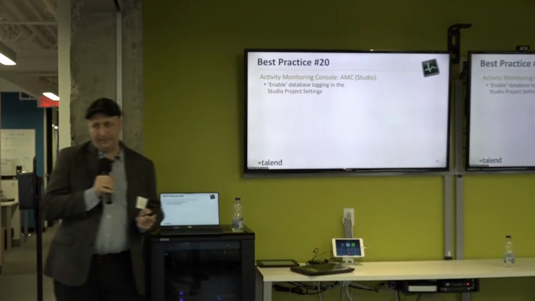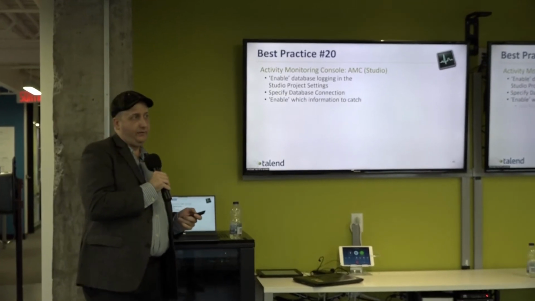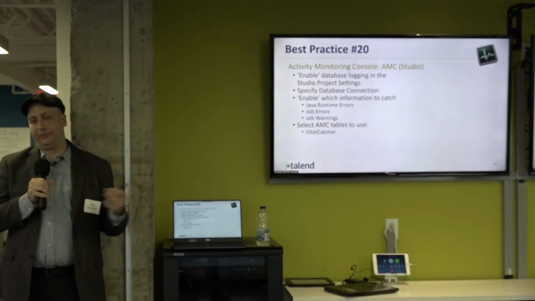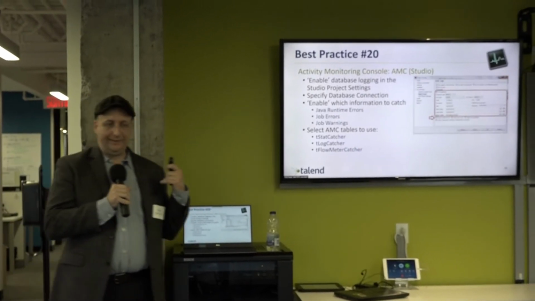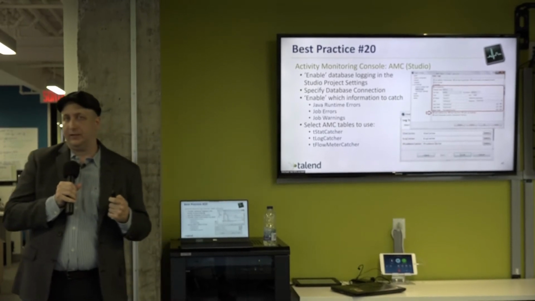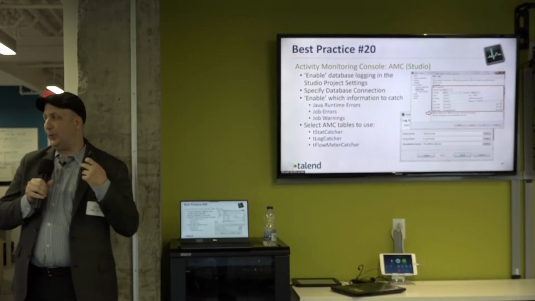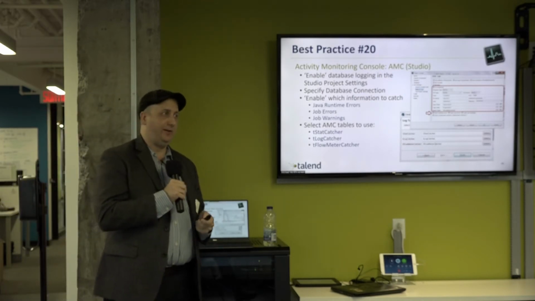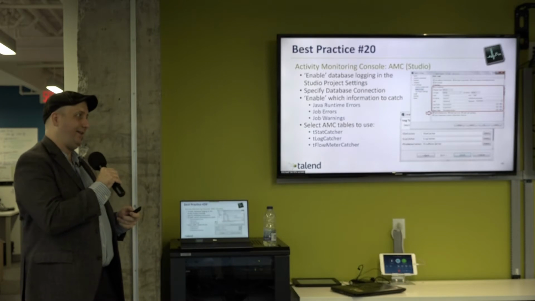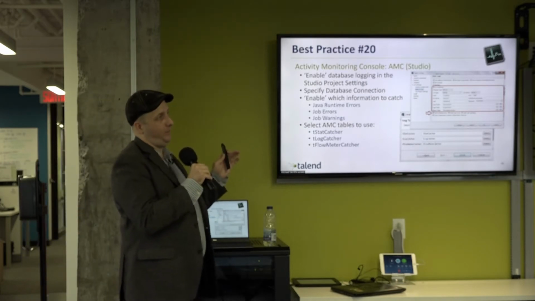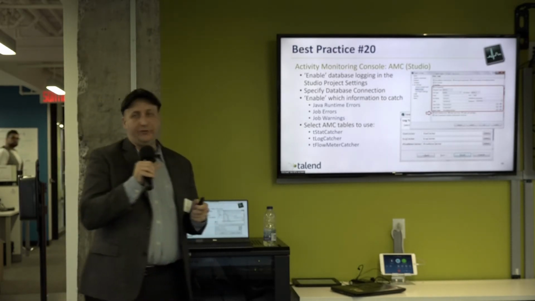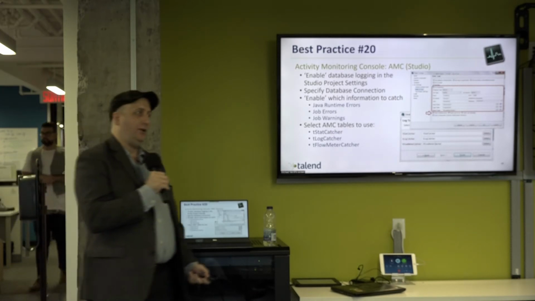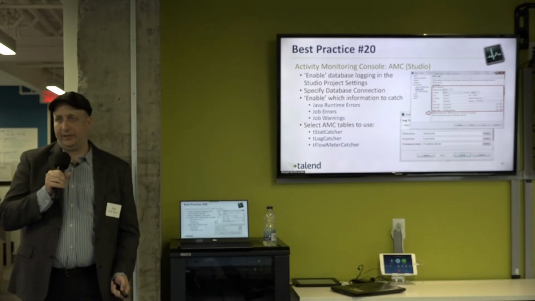Okay, next we have the activity monitoring console. This is something that you can use with your jobs to get more detailed information about how the job is running. You can see the number of rows flowing between components, the status of various components within your job, how long it's taking for each component to execute, and how much time is being spent in each component. You can see a lot more detailed information using the AMC.